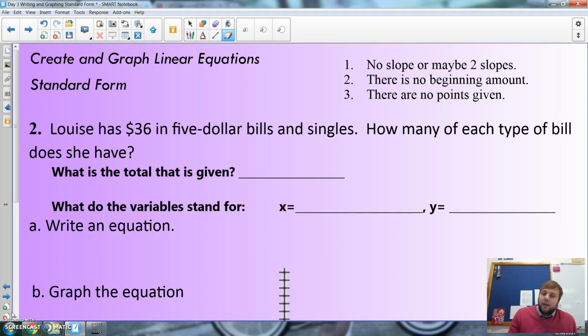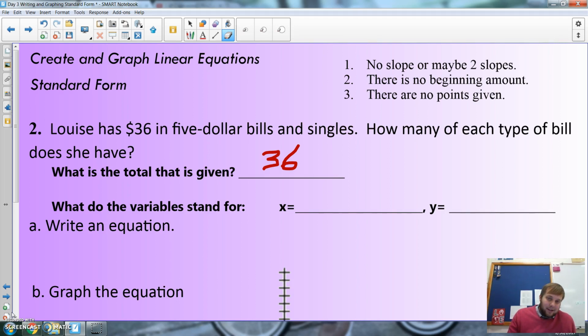All right, now is when we get into the fun stuff, graphing. First of all, what is the total given? Louisa has $36 in $5 bills and singles. How many of each type of bill does she have? So what is the total that is given? Well, the total that's given is $36. Okay. What do the variables stand for?